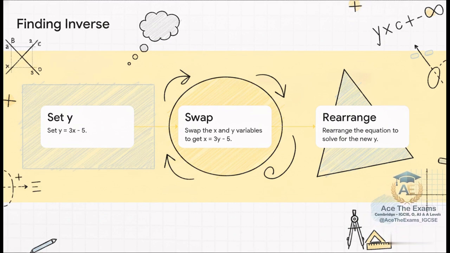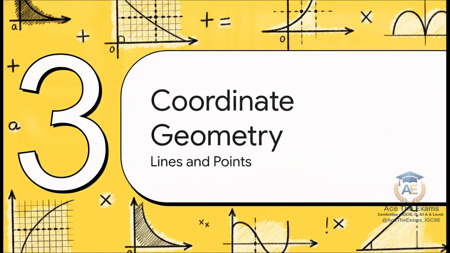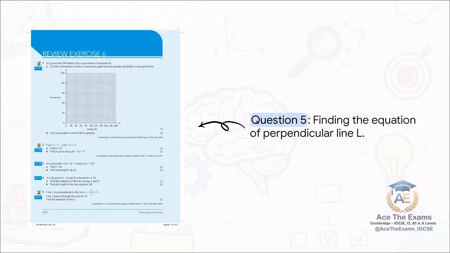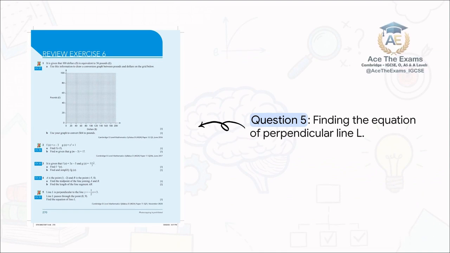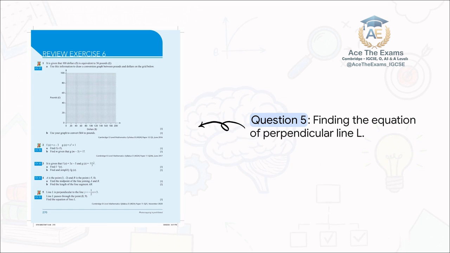It's systematic. All right, entering Section 3, Coordinate Geometry Essentials, Lines and Points. This is where we bring algebraic equations and the visual grid together into one challenge. Focus your attention closely on question 5 here.